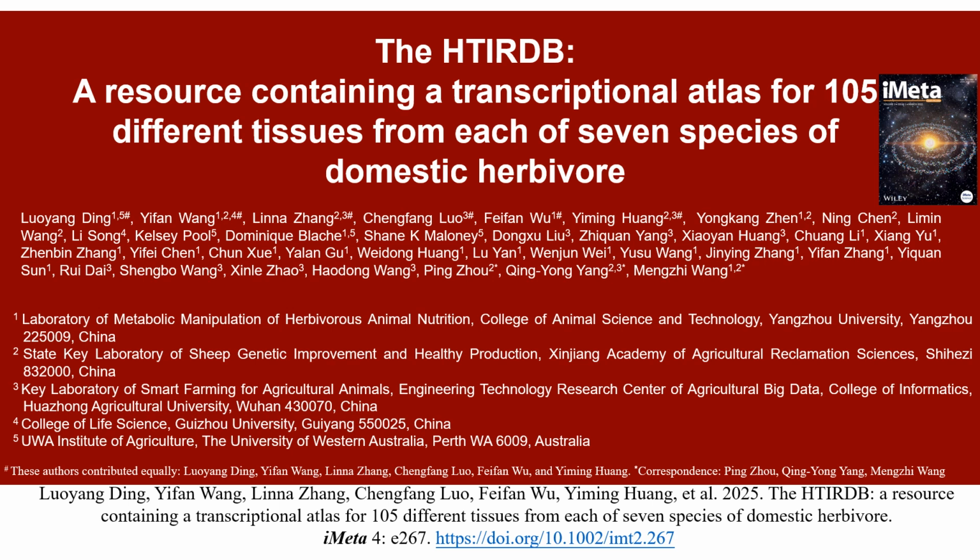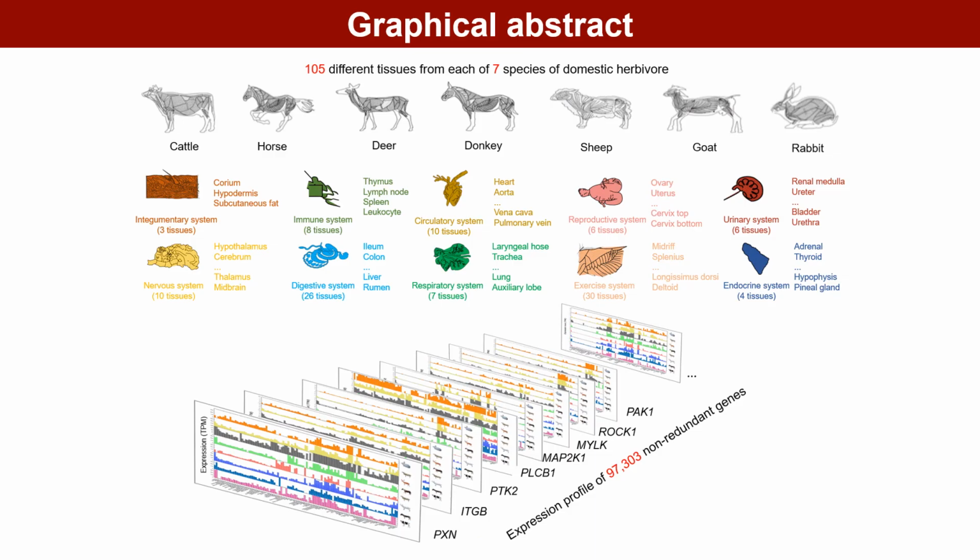Hello everyone, it's my great honor to introduce the HTIRDB, a resource containing a transcriptional atlas for 105 different tissues from each of 7 species of domestic herbivore. The HTIRDB comprises the self-generated transcriptomic data from 105 tissues from 2 female domestic herbivores from 7 species, and an extra 28,710 related published datasets. To date, the HTIRDB is the most extensive transcriptome data resource that provides tools and functionalities for gene expression study for herbivores.